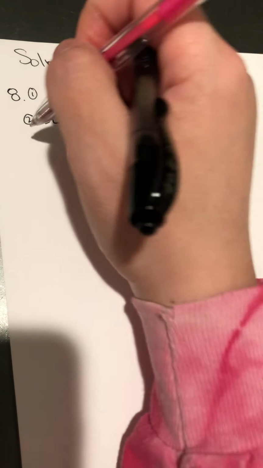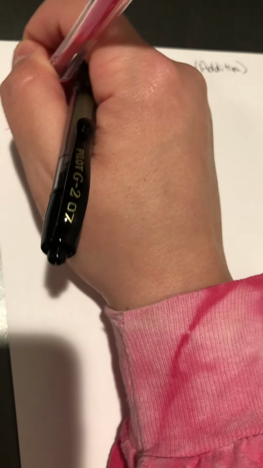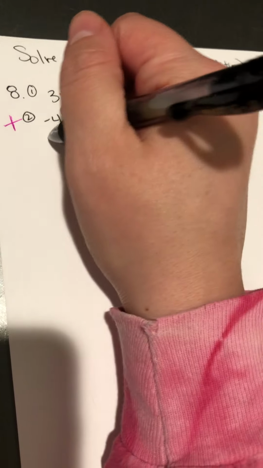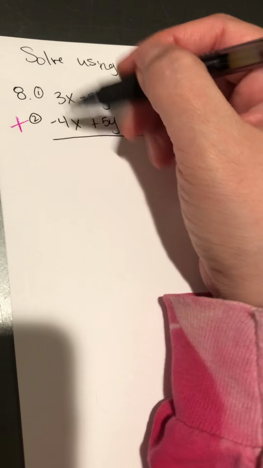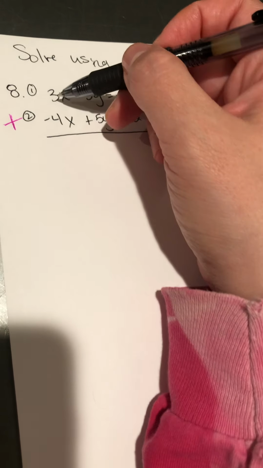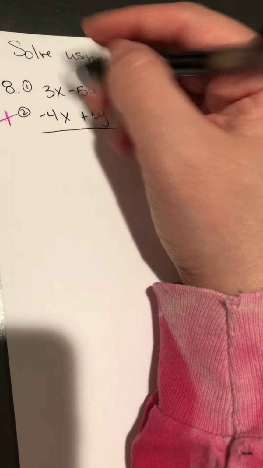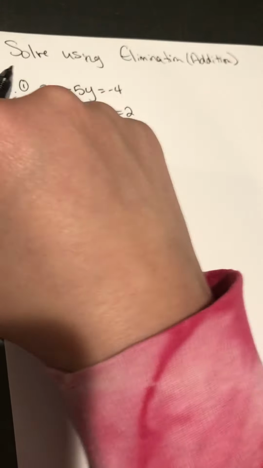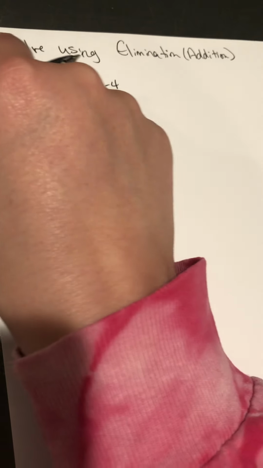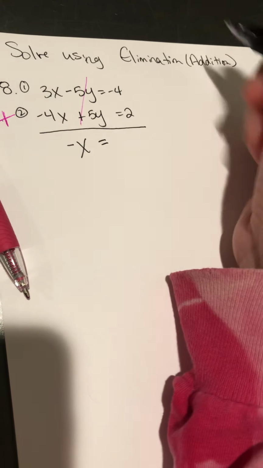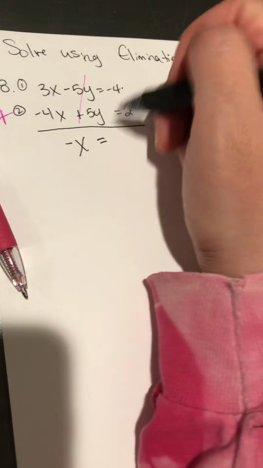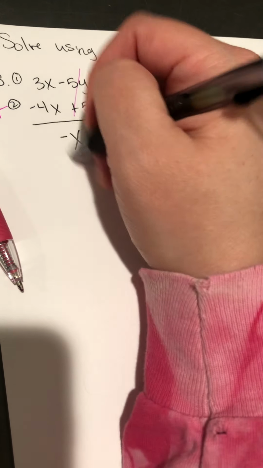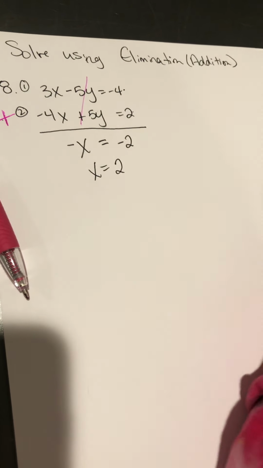They cancel out. So I'm going to add these two equations together, which is a legal move in math. You can add equations, that's fine. So 3x plus negative 4x is negative x. Negative 5y plus 5y is gone, which is what we want to happen. We want to eliminate it. Negative 4 plus 2 is negative 2. So dividing by my negative, I get x is 2.